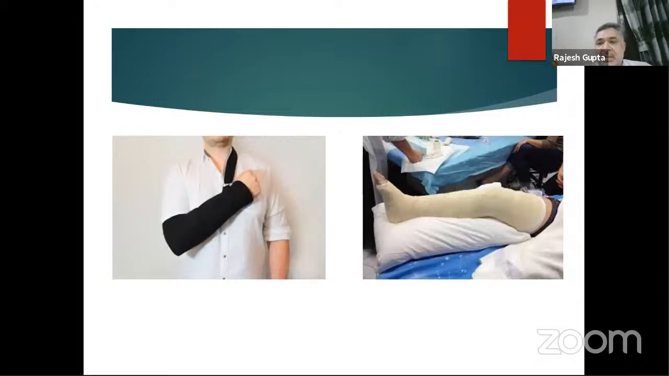So the important thing is, when you apply a plaster cast, you instruct the patient to keep the limb elevated. Very important. And instruct the patient to keep on moving the part which is outside the cast, like toes and fingers. And report immediately if there is increased pain, swelling, pallor, and cyanosis. This has to be documented on your OPD slip or in your discharge slip. Otherwise, you are going to face some legal issues. So it is very, very important.